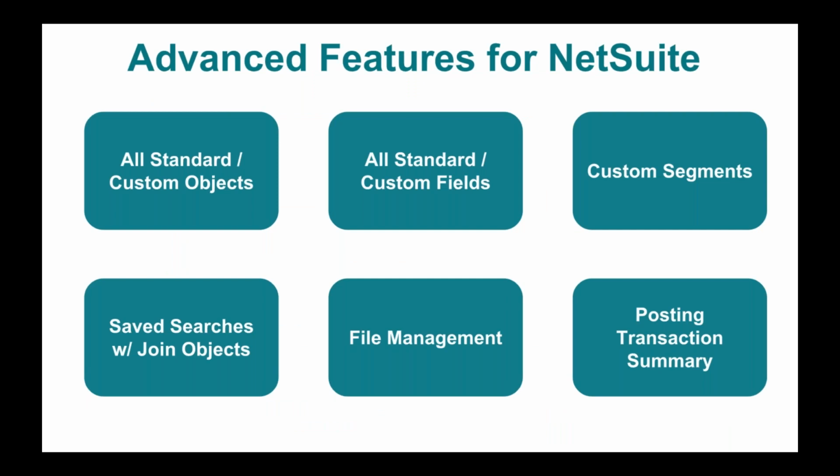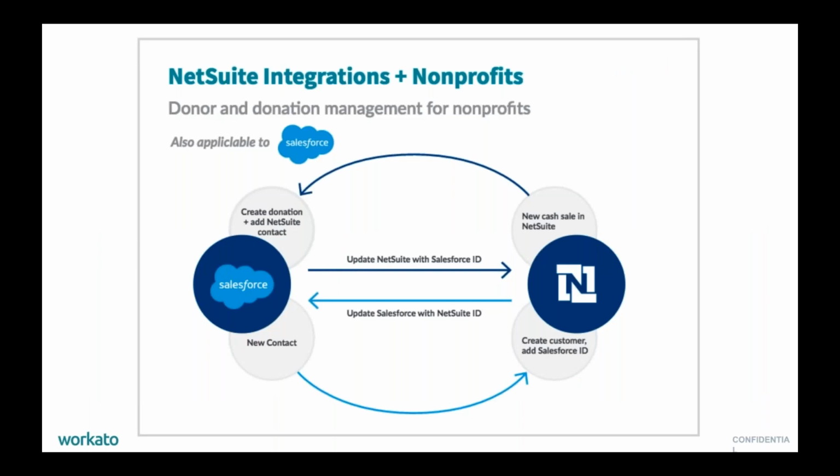Some advanced features for NetSuite we'll be going through today are how to use standard custom objects, standard custom fields, custom segments, saved searches with join objects, API call optimization, file management, and posting transaction summary, which I think is kind of like a formula mode on the Workato side. I'll be going through various use cases and doing some demos along with it, and I'll point out all these features of the connector that we're using as we go along.